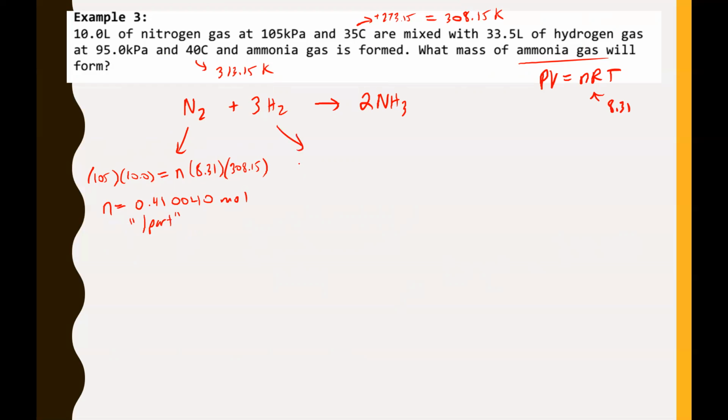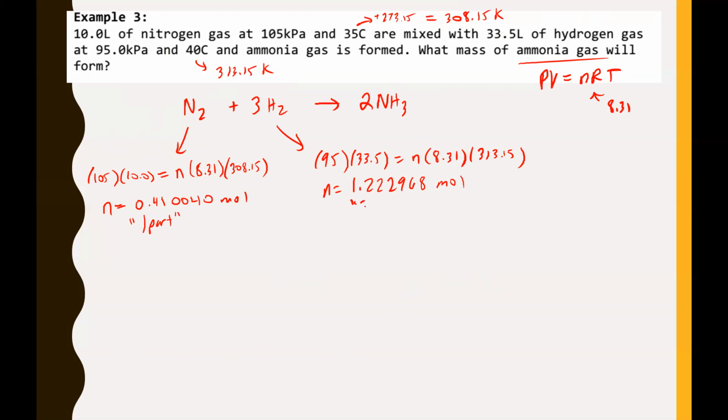Okay, now let's try this one, H2. We know it has a pressure of 95 kilopascals, so 95 times a volume of 33.5 equals N times 8.31 times a temperature of a little bit higher, 313.15. Divide those two things away, and you're going to see that N for this one is going to equal 1.222968 moles, which is clearly way higher than this. But once again, seems to be the common theme here.